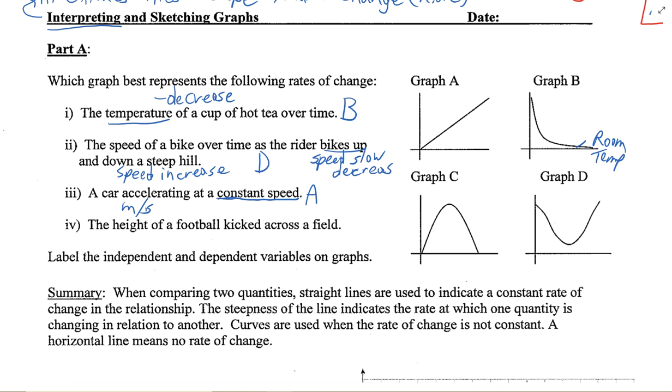The height of the football, so looking at the height of a football as it's kicked across the field, height's going to go up and then it's going to go down. So the height increases, slows down, and then it decreases. So this is going to be graph C.